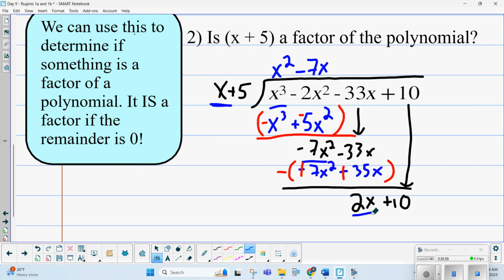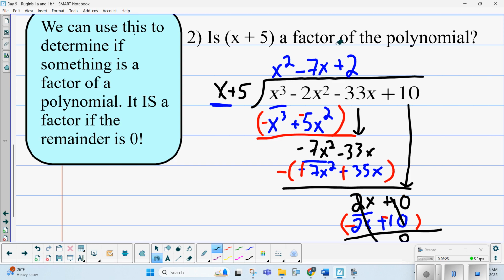And what do I need to multiply x by to get 2x? It would be 2. That becomes 2x plus 10. Distribute that negative and combine. So 2x and negative 2x cancel. 10 and negative 10 cancel. So in this case, we have a remainder of 0.